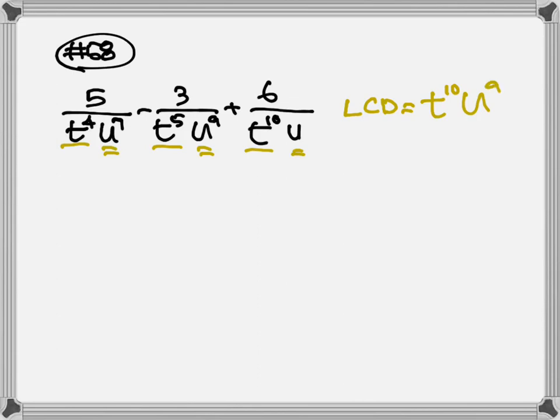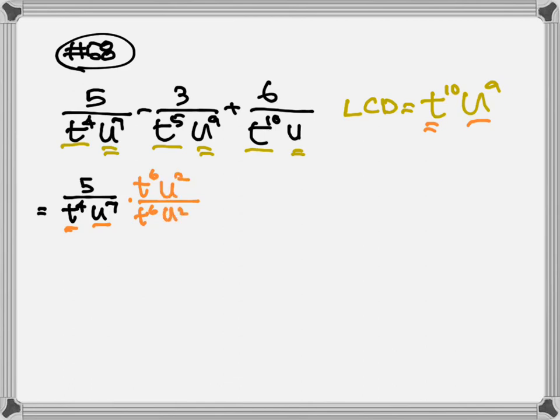After we found the least common denominator, now let's bring down the first fraction, which will be 5 over t^4 u^7. Here we only have t^4, but we need t^10. How many t are we missing? We're missing t to the 6. So we'll multiply t^6 to the top and t^6 to the bottom. Now, we have u to the 7th power. I need u to the 9th power. So we're missing how many? 2. So it'll be u squared and u squared.